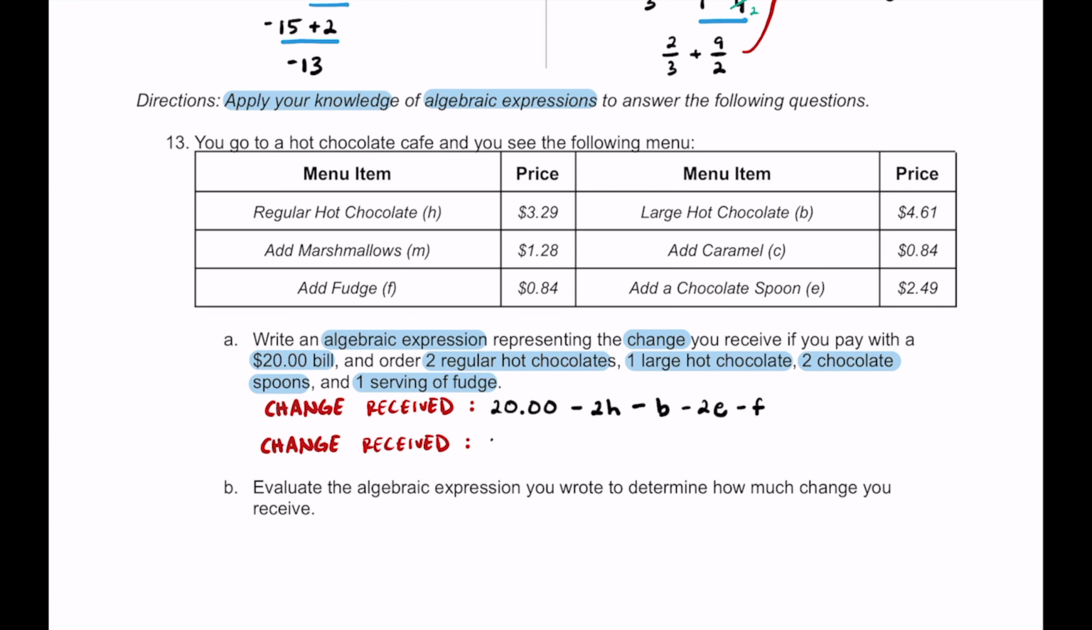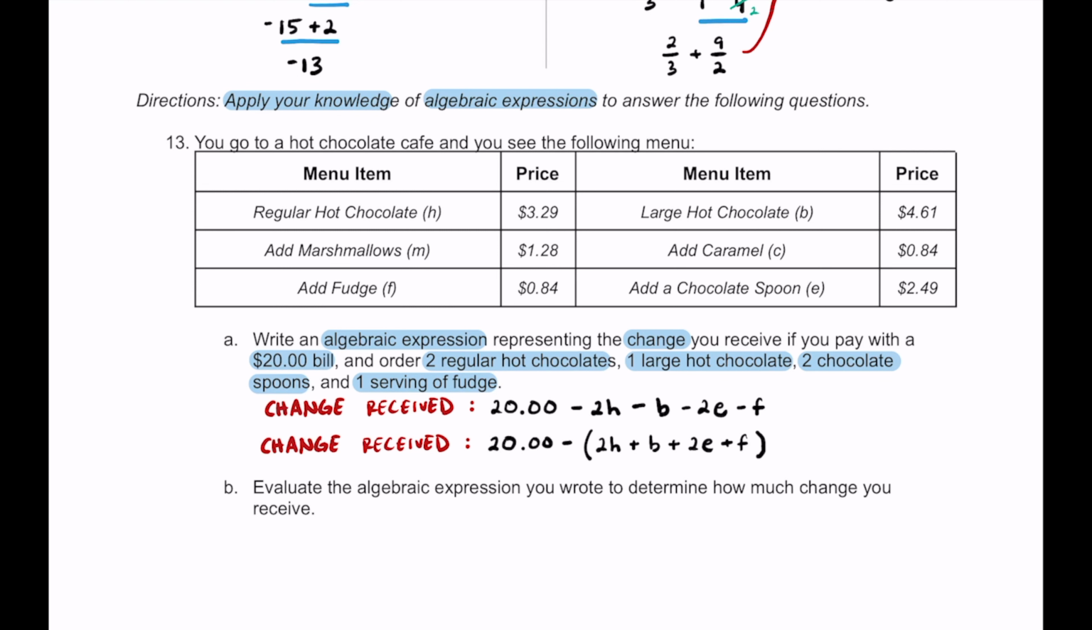Now, another way you could write this expression is you could take this $20, or 20.00, subtract, and write all of this together in parentheses, adding up the cost of everything. That would be 2 of the regular hot chocolates, 2H, plus 1 of the large hot chocolate, plus B, plus 2 times whatever the chocolate spoons are, so 2E, plus F. That's going to be the cost of the fudge. So both of these expressions are equivalent to each other.